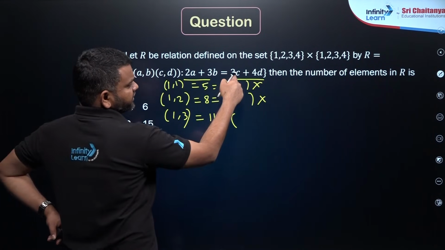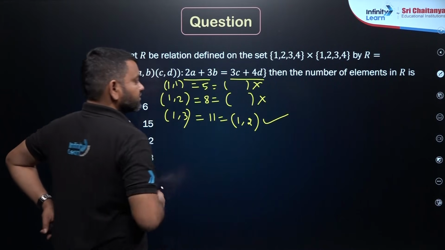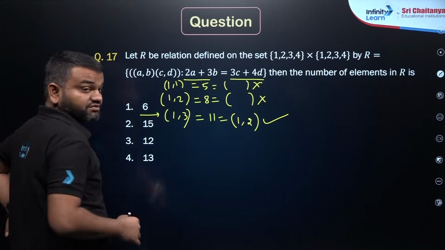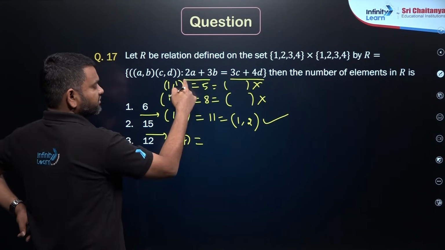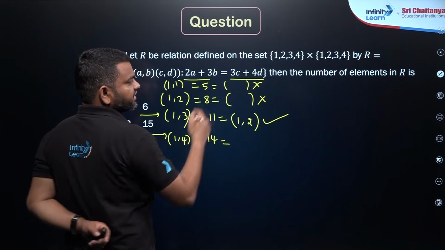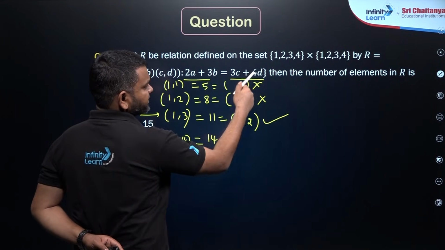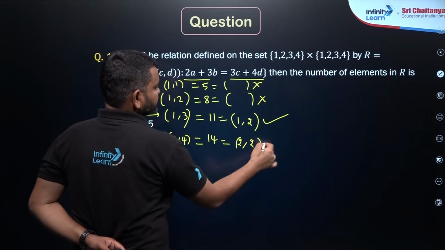The minimum value is not satisfied, so this is also not there. Now 11, if I need it, I can substitute 1 here, 2 there. So 1 comma 2 is satisfying. This is one set. So this is one answer for you. And for the next answer you need to write 1 comma 4. 1 comma 4, if I write, 2 plus 12, which is going to be 14. 14, if I need it from this, here I can take 6, here I can take 8. So 2 comma 2, this is satisfying.